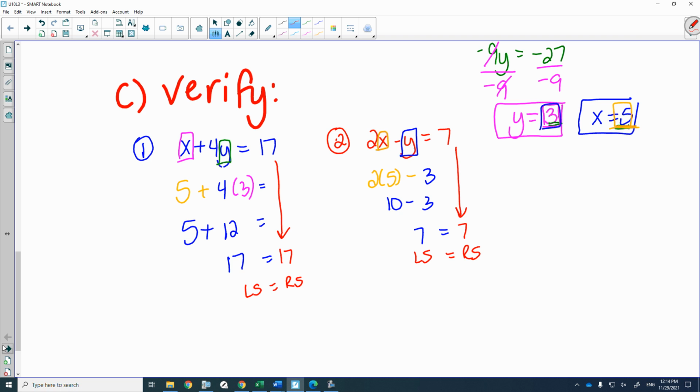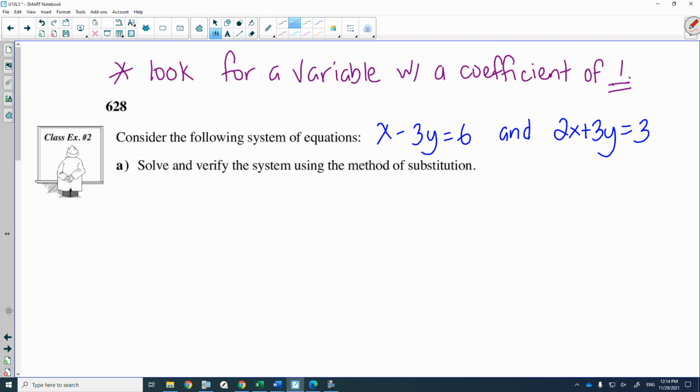Okay, flip your page. I do not like what they chose for class example number 2 because it deals with fractions, and we would do a different method if we had fractions. So I want you to cross out what they have for number 2, the class example, and I want you to write this for number 2.